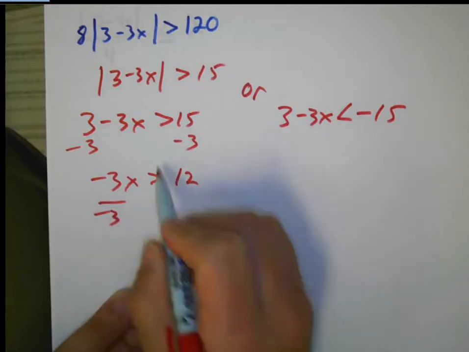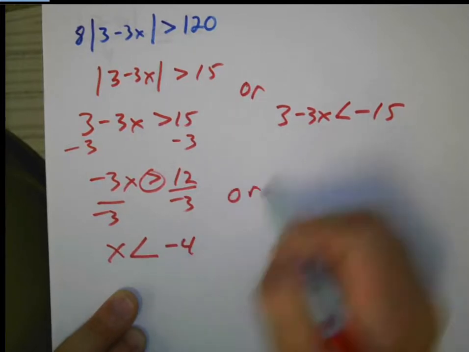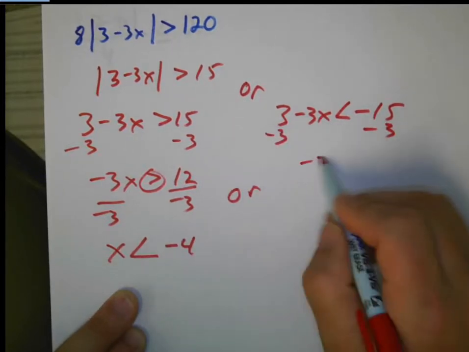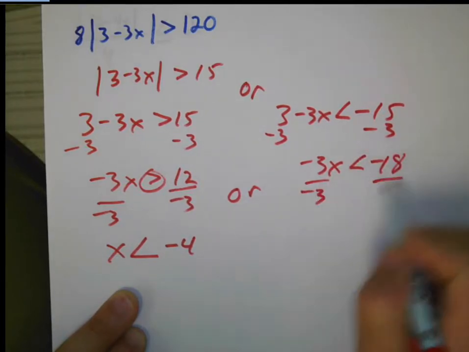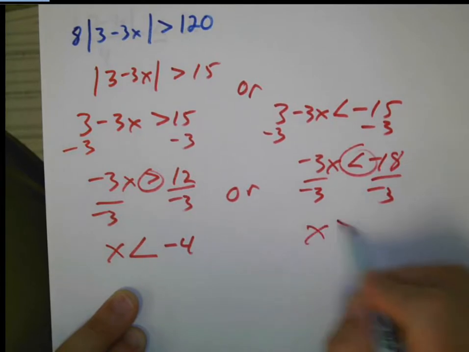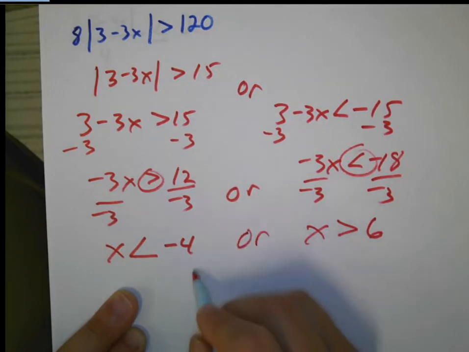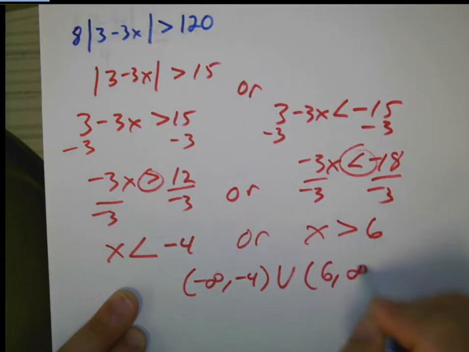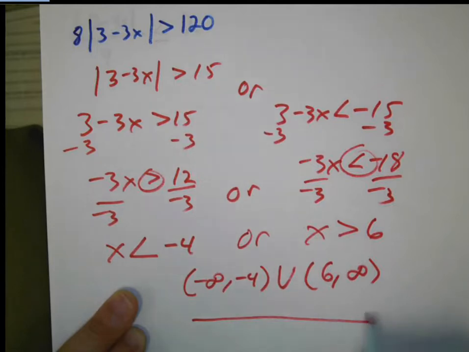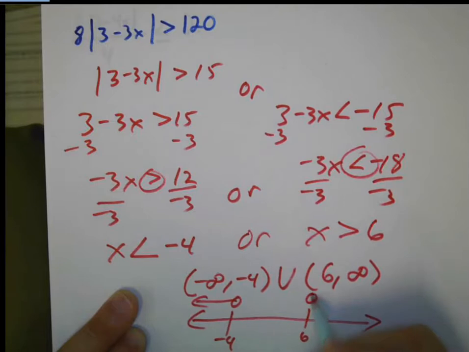Divide by negative 3, circle that because you're dividing by a negative. X is less than negative 4. Or subtract 3, negative 3x is less than negative 18. Divide by negative 3, divide by negative 3. Circle that. X is greater than 6. So then this is going to look like, that's the OR, and then you got negative infinity, comma, negative 4, union, 6 to infinity. On a number line, looks something like this. Negative 4 with an open circle going that way, positive 6 with an open circle going that way.